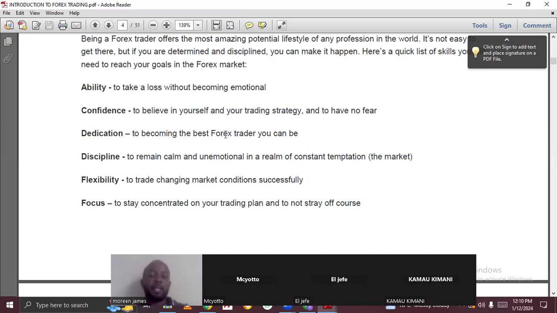It is a skill you have to develop over and over and over again. Then there is discipline, remain calm and unemotional in a realm of constant temptation. So the market will always be tempting you. Sometimes you're seeing a buy, sometimes you're like, today I can make $100, today I can make 50. So you have to always remain calm.